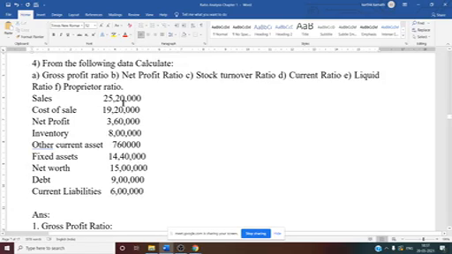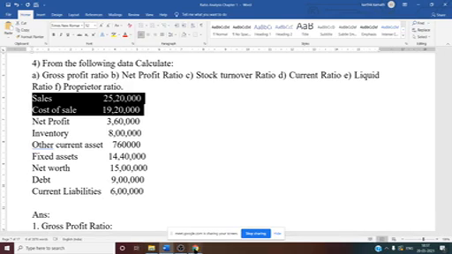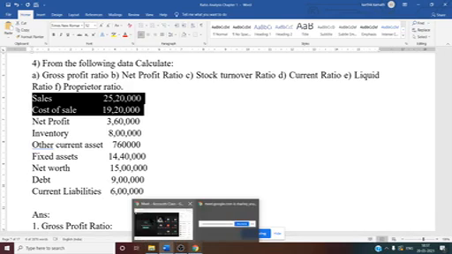So now, if you see sale information given, no problem. Sale information is given. Next, cost of sale is also given. Sale is there. Cost of sale is there. So can you find the gross profit here? Can you find gross profit with the help of these two information? Can anyone tell me? Sale and cost of sale is given.